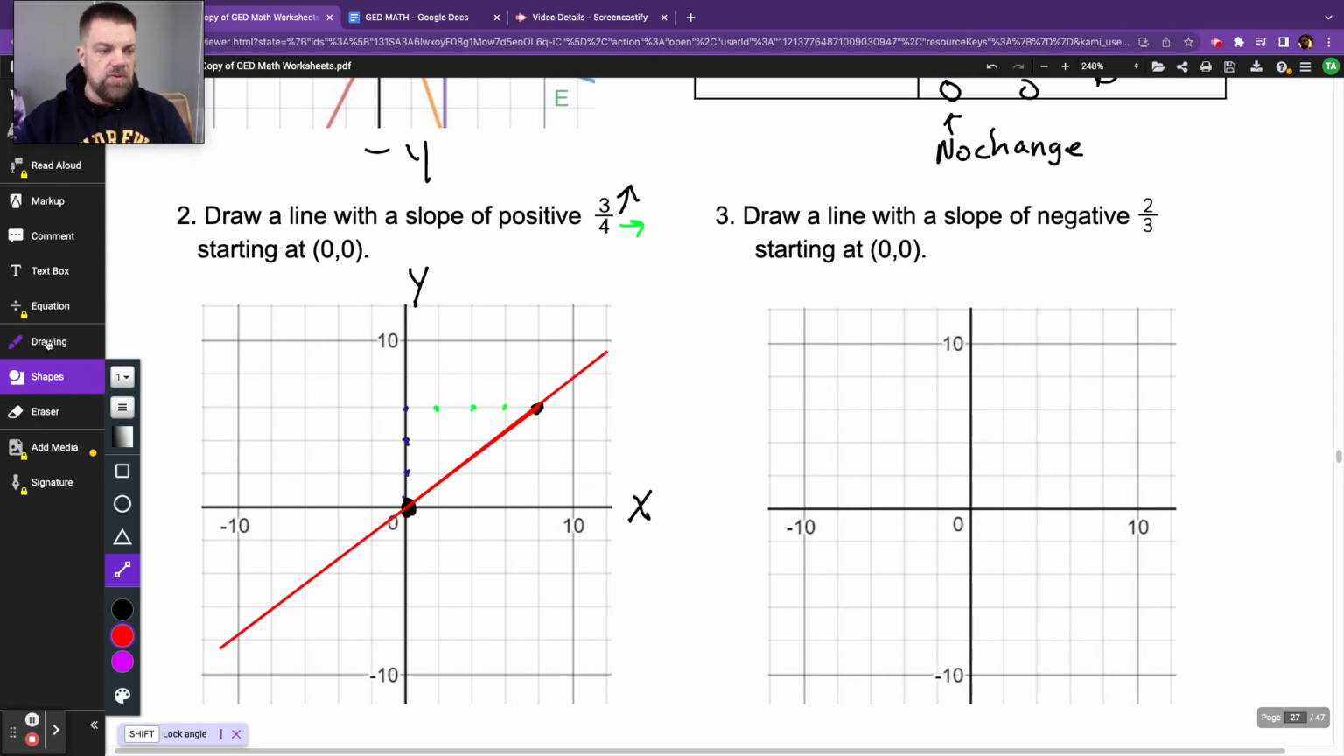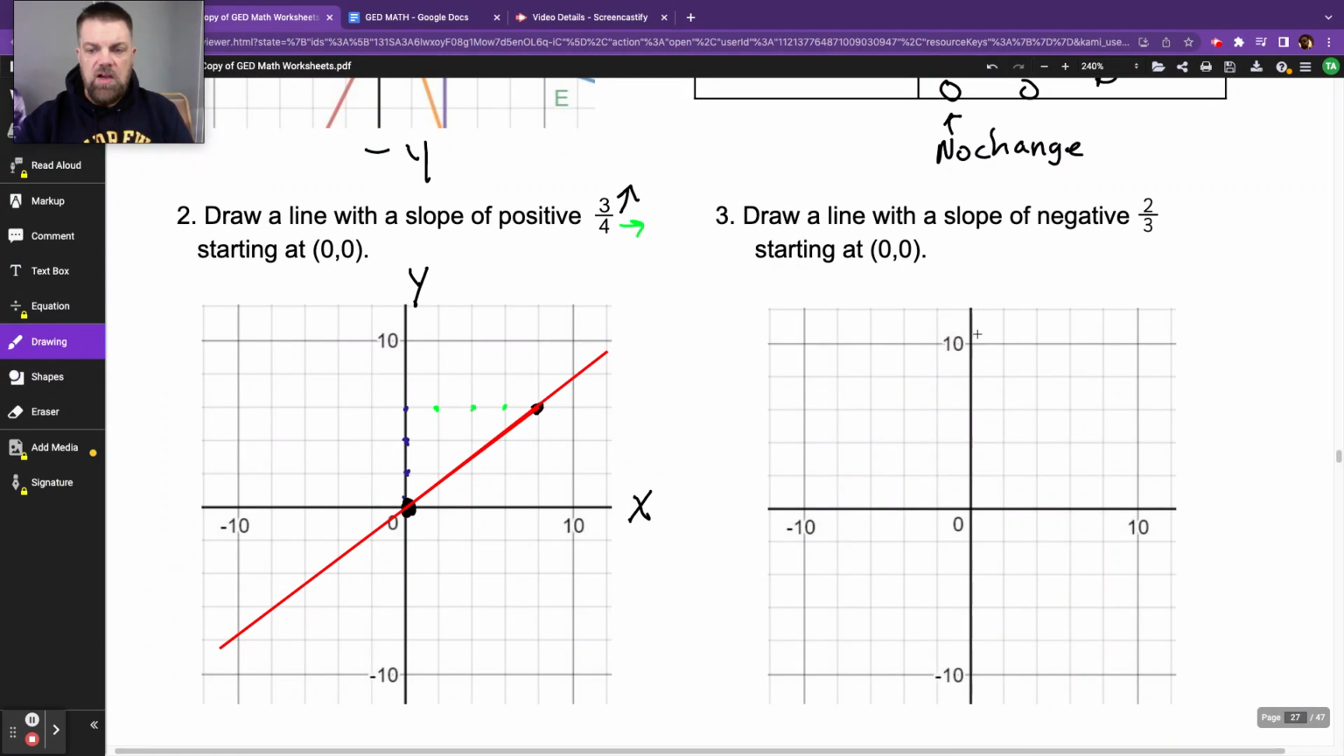Let's do the next one real quick. Again, I should point out this is the y-axis. Going up is positive. Going down is negative. This is the x-axis. Going to the right is positive. Going to the left is negative. Again, they tell us to start at 0, 0. That means the x value equals 0 and the y value equals 0.